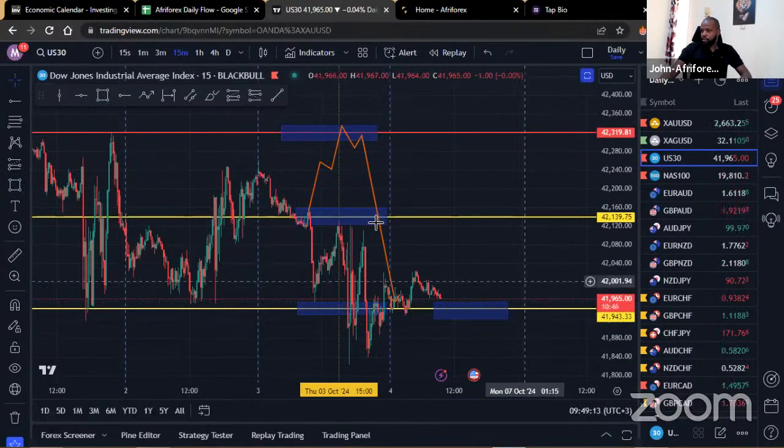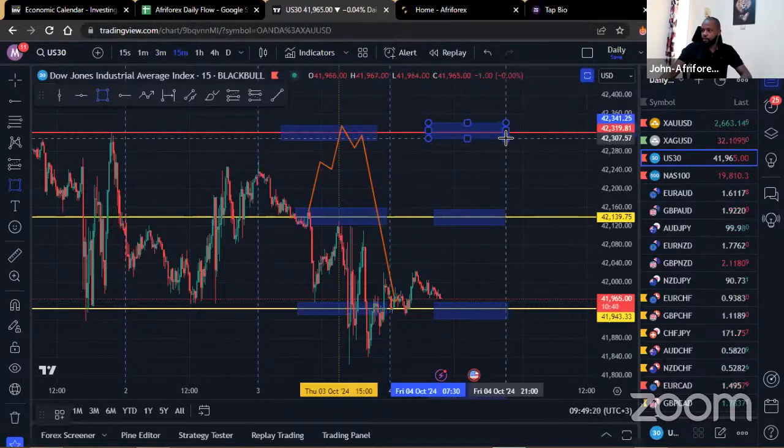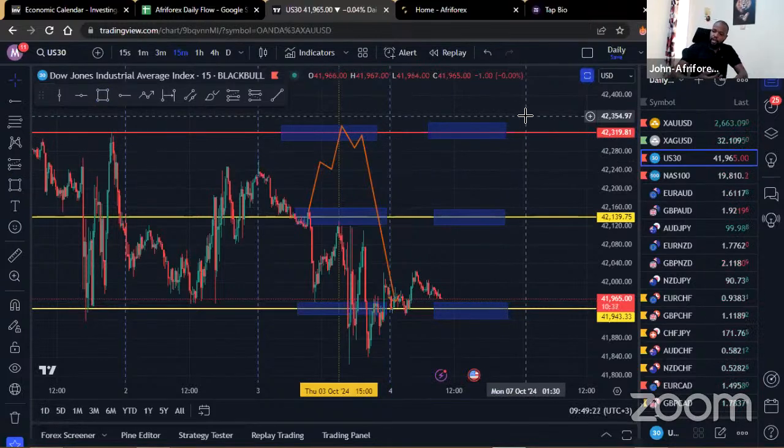So for this one, in as much as there was some movement and the setup did actually end up working out on this one, we're still going to be watching out for the same things. The levels are more or less the same. You can see that the market is more or less contained within the same region.